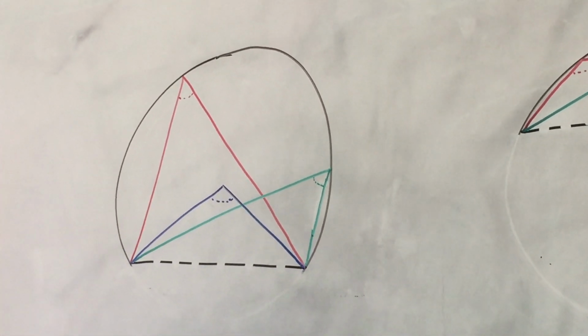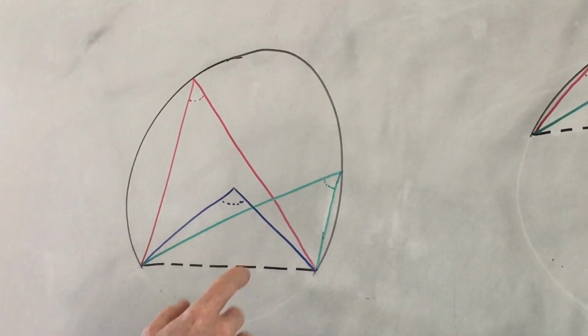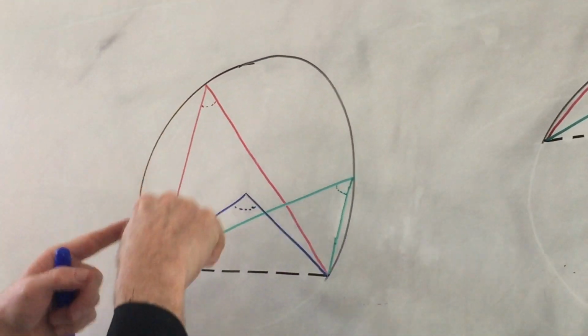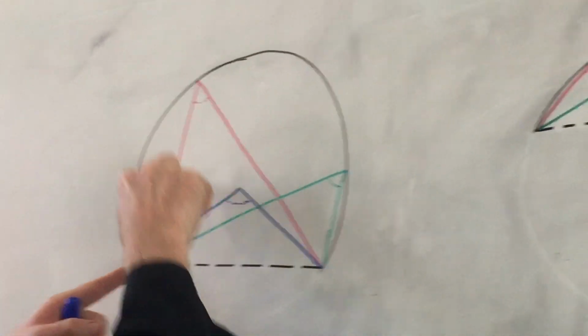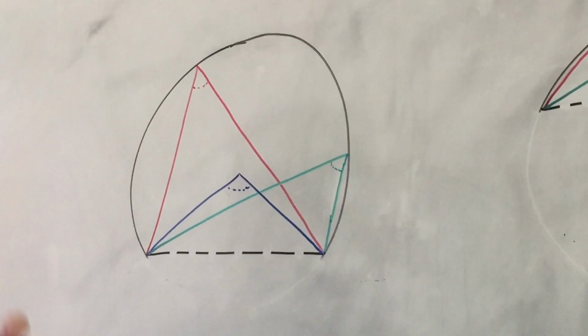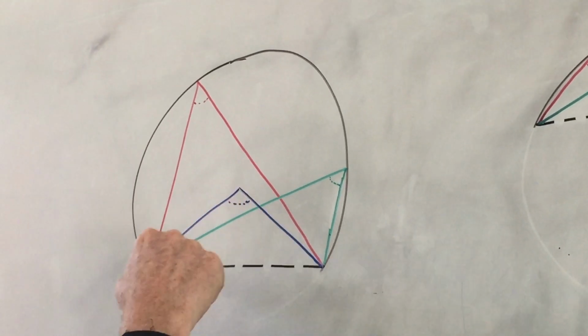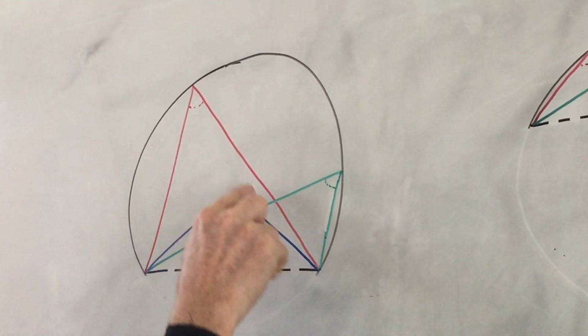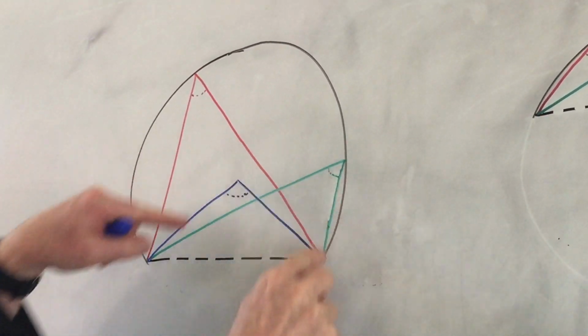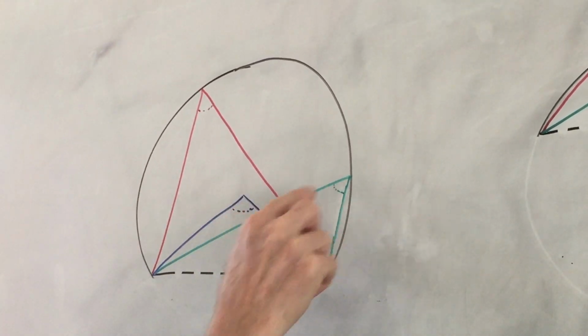We've shown in the past that in a segment, the angle at the center is double the angle at the circumference. Therefore, this blue angle here is double this red one. For the same reason, this blue angle here, because they're all in the same segment, is double the green one.